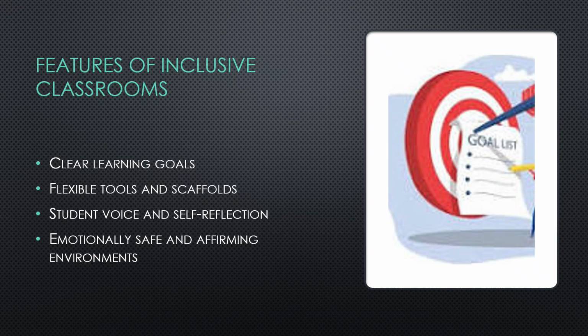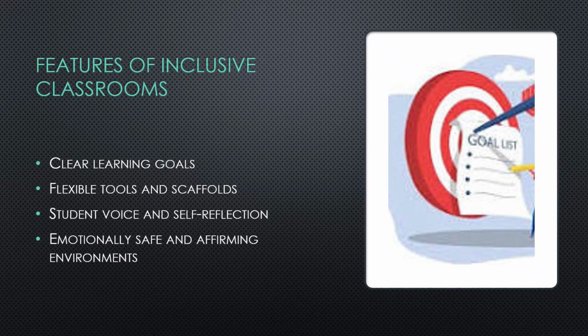Collaboration is another key feature. Students benefit from opportunities to work with peers through discussions, partner work, and group activities. Collaborative learning builds communication skills, confidence, and social connections. Emotionally safe environments are equally as important. Students need to feel respected, valued, and comfortable asking questions or making mistakes. Teachers play a major role in creating classroom cultures where diversity and differences are accepted and celebrated.